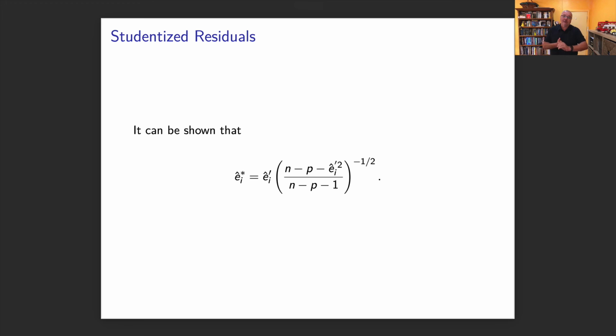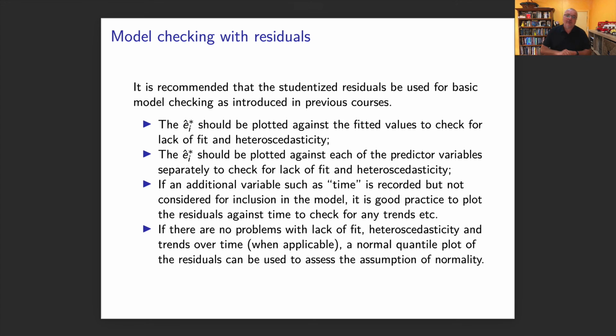You can show there's a relationship between the standardized and the studentized. It's here. So what are we going to do with this? Well, studentized is probably the best one to use if you can. Ideally, you should use the studentized residual and plot it against the fitted values. The next thing you should do is plot it against each predictor. If you have a single predictor, the fit and the predictor are exactly the same, so you don't have to do that. But if you have multiple predictors, you shouldn't just do residual versus fitted. You should do residual versus predictor 1, residual versus predictor 2.